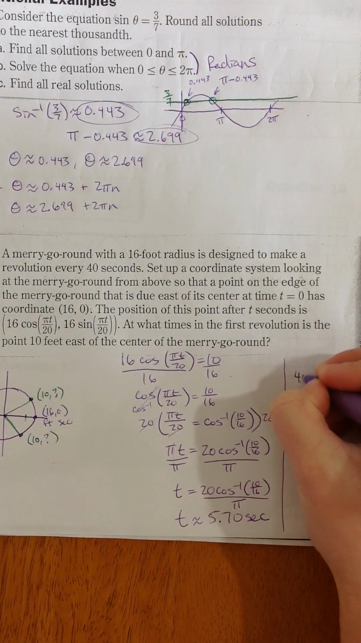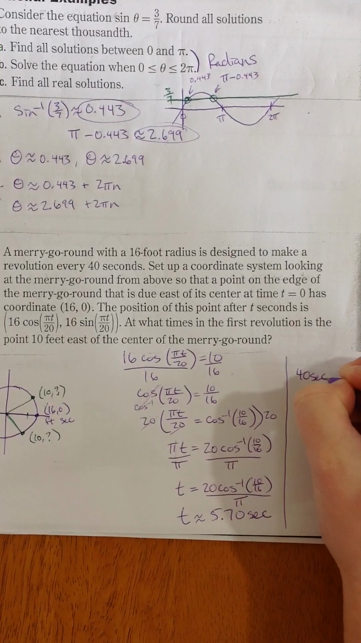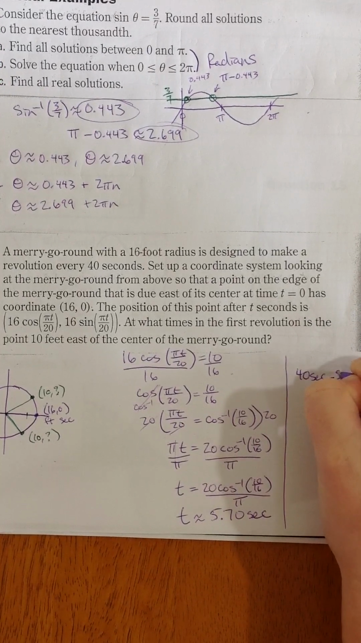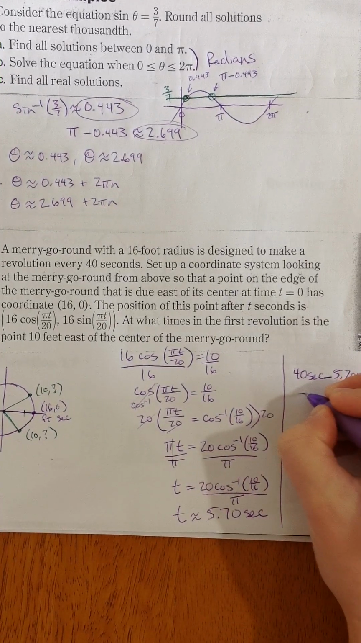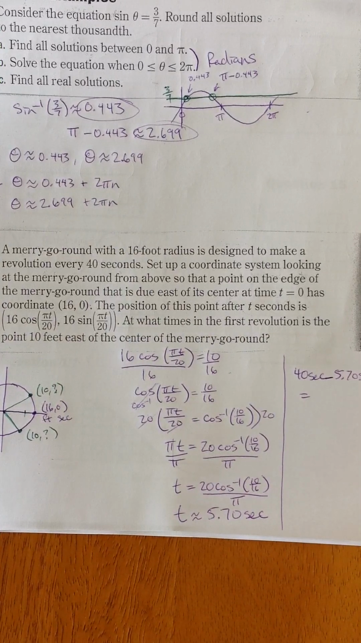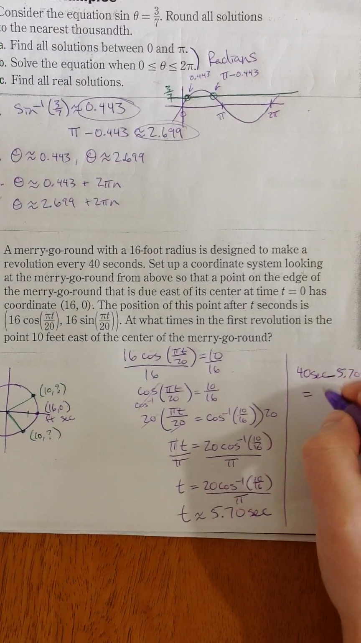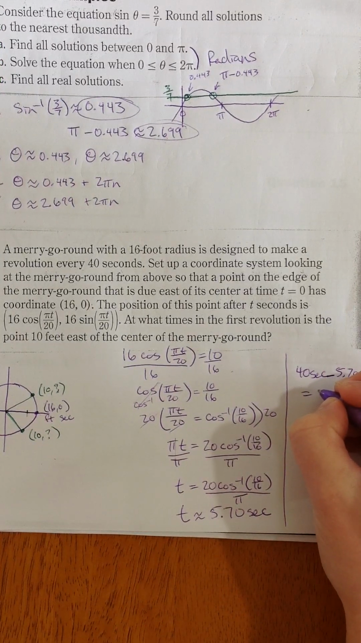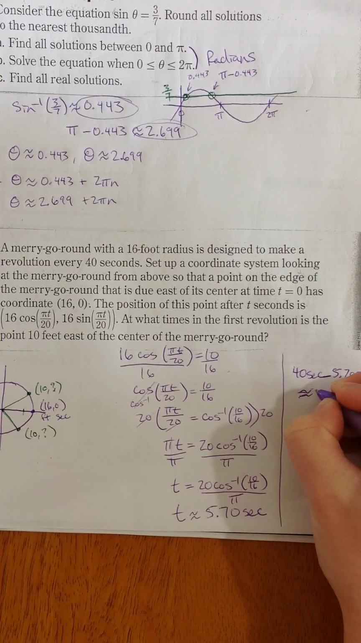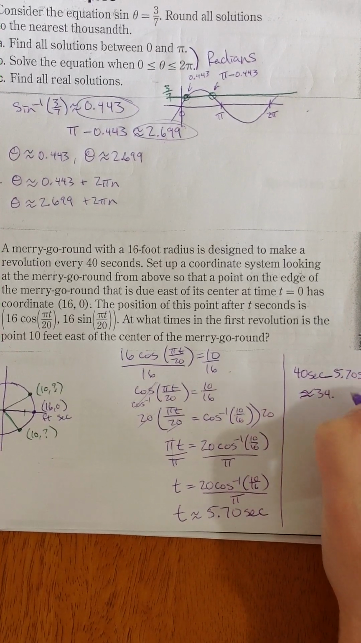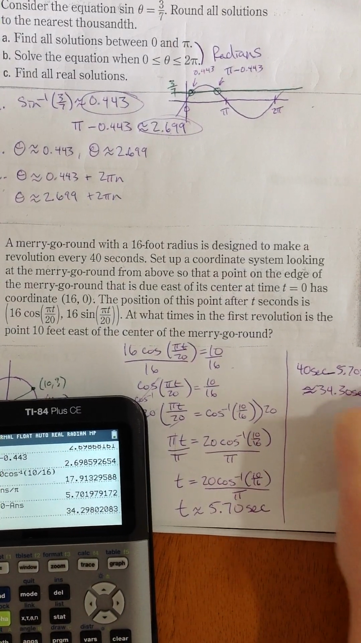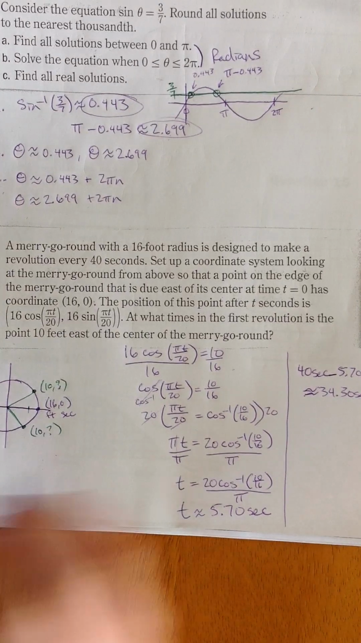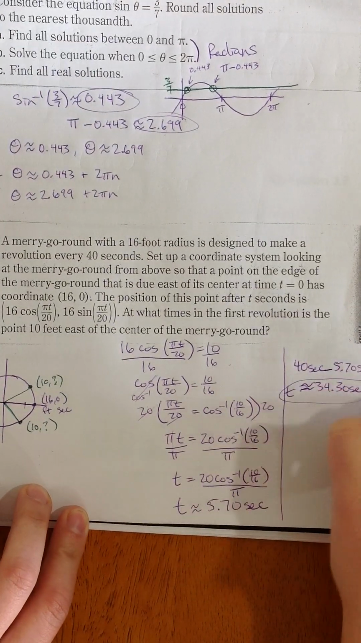So I'm going to do the total amount of seconds, 40 seconds, minus that 5.70 seconds that I just came up with. That would give me approximately 34.3 seconds for our other t value there.